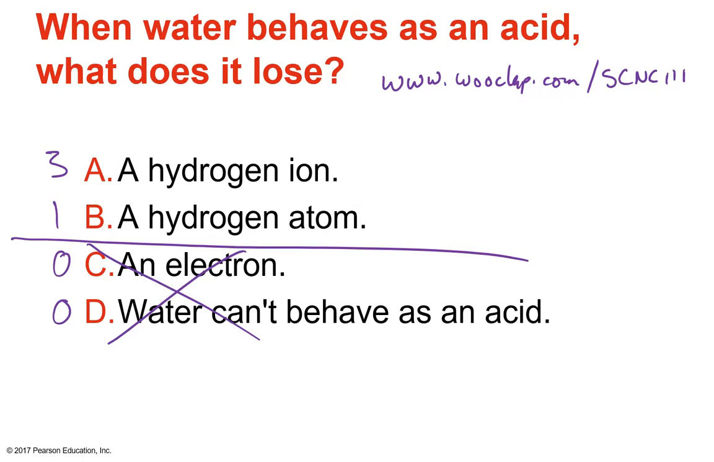Okay, so the only difference here is the word ion versus atom in the answers. What does it mean to be a hydrogen ion versus a hydrogen atom? What distinguishes the two of those? The ion does not have an electron. No electron, therefore it's an H plus. This has one electron, it's a neutral H.